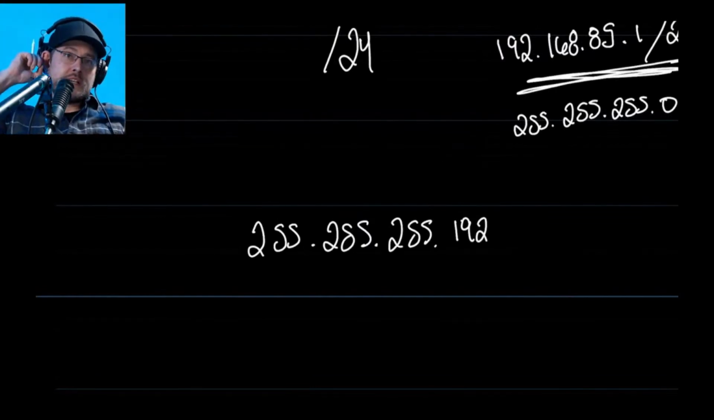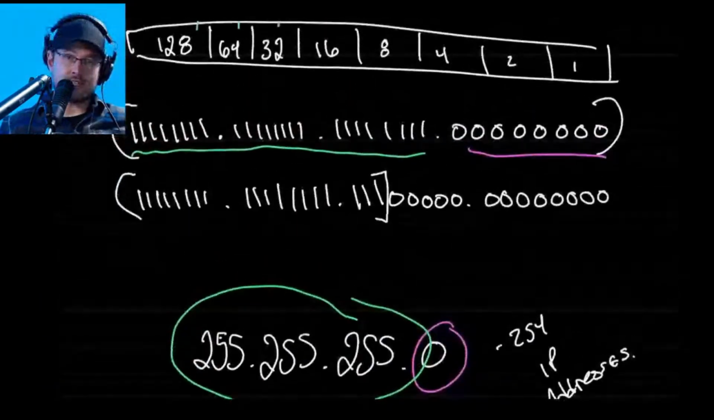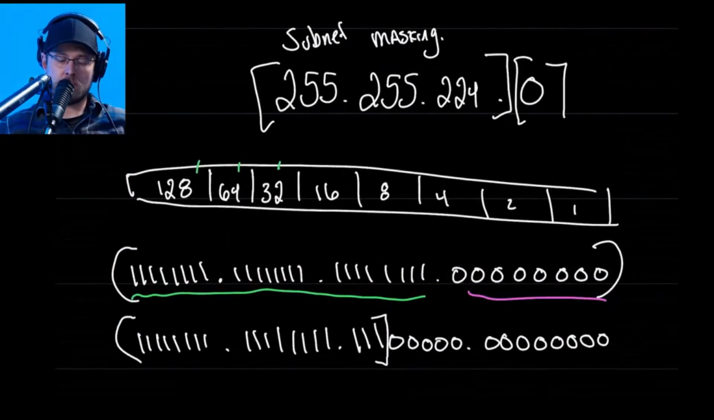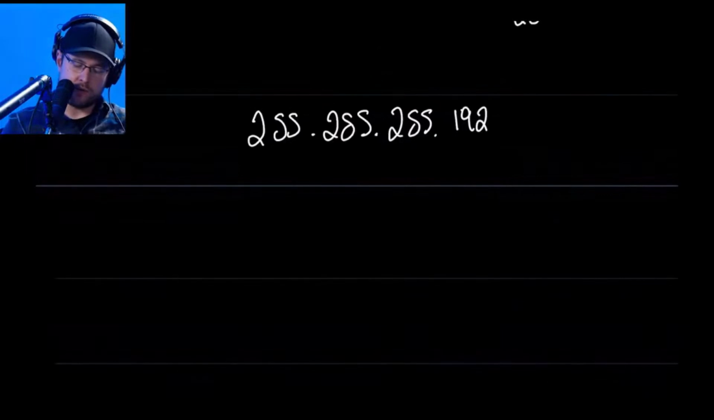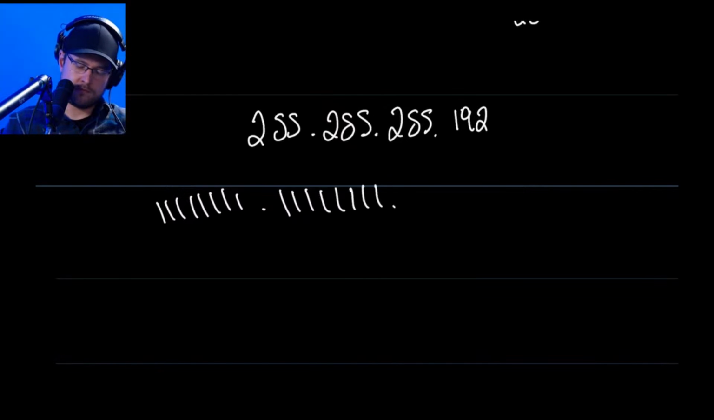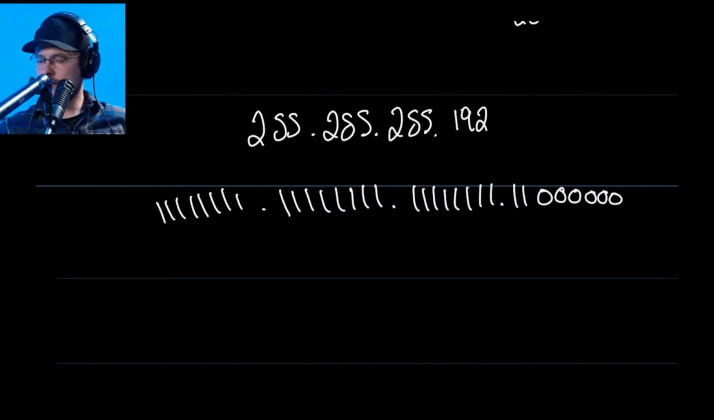What 192 is going to give you is less addresses. It's not going to give you 254 logical addresses. It's going to actually limit your addressing. So in the binary world, it's going to look like this. And what that does is limit you to only a certain amount of IP addresses in this specific range, but this will actually enable you to have multiple subnets.